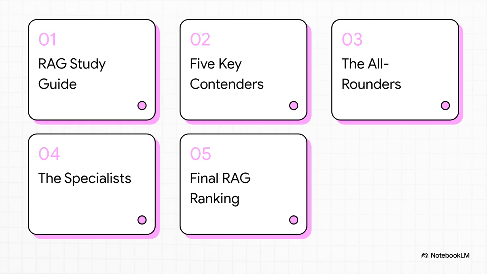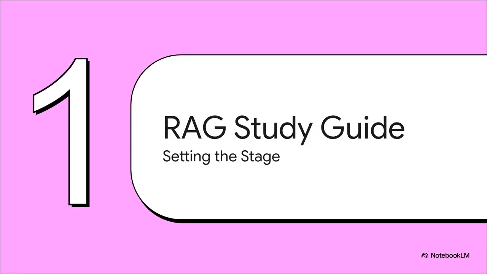So here's our game plan. First, we'll set the stage, make sure we're all on the same page. Then we'll meet our 5 key contenders. We'll split them into 2 groups, the all-rounders and the specialists. And finally, the main event, the final ranking, to see who really comes out on top for RAG effectiveness. Okay, let's get right into it.